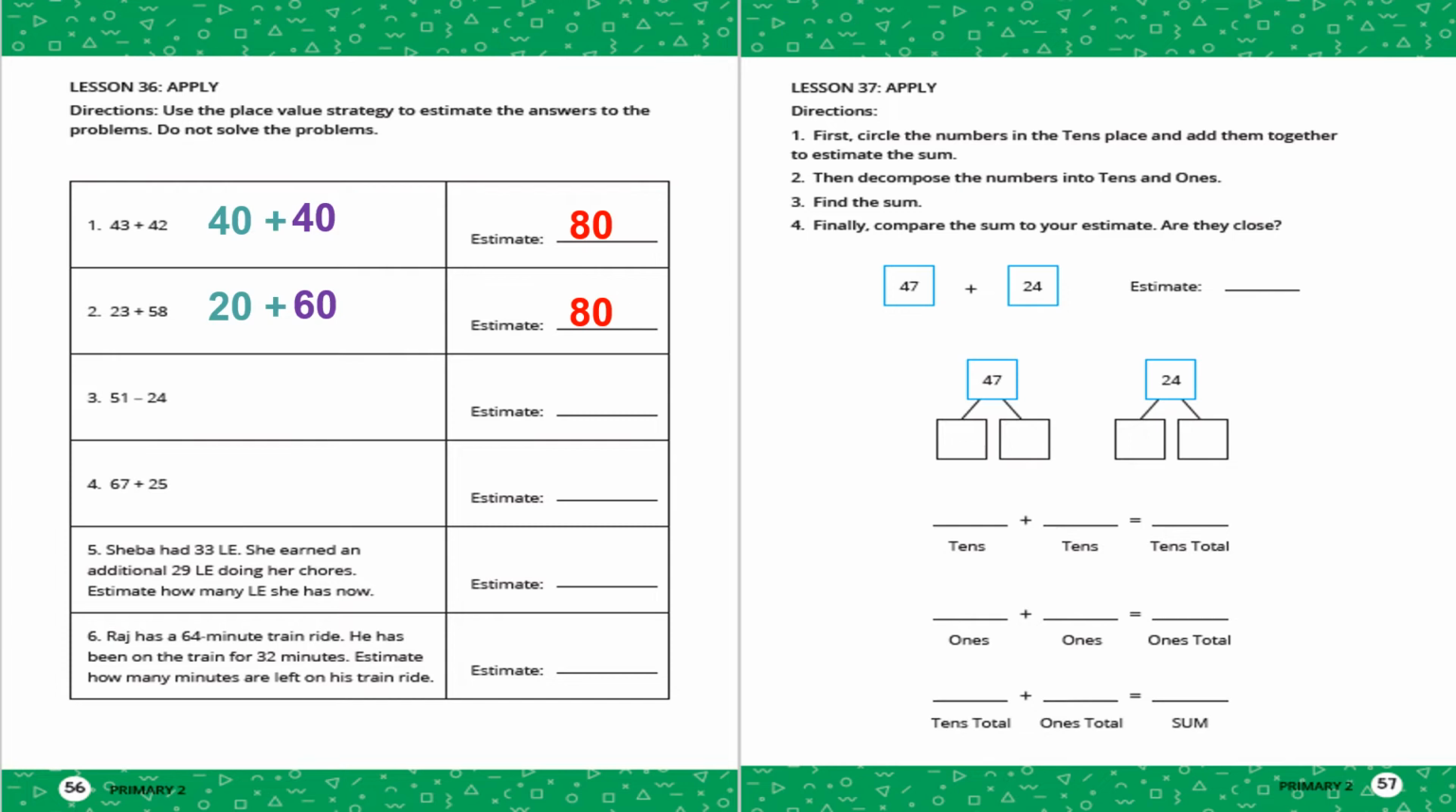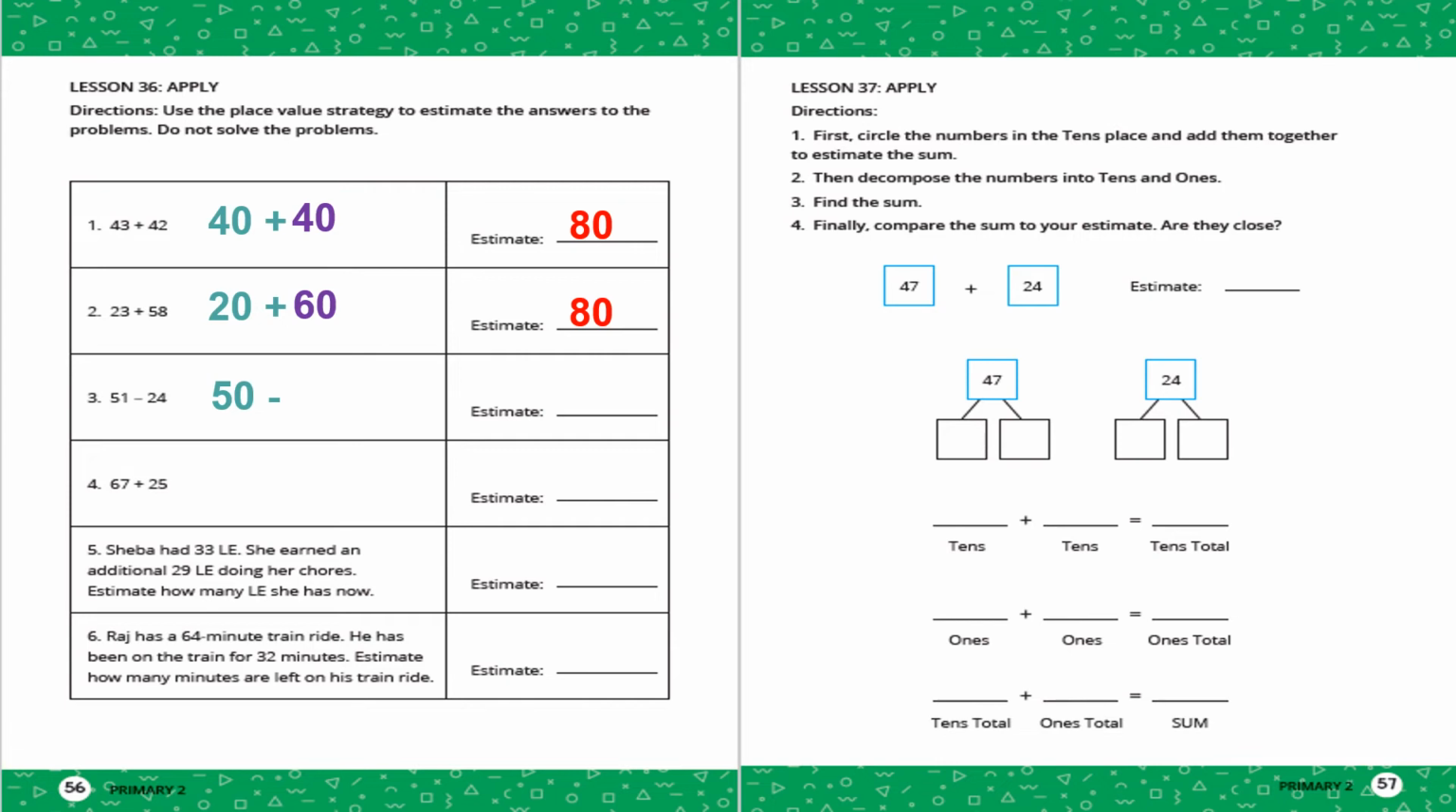Number 3. 51 minus 24. 51. Between what and what? Between 50 and 60. Ones is 1, less than 5. So 51 will be 50. 24. Between what and what? Between 20 and 30.